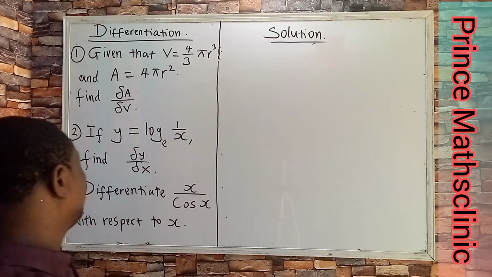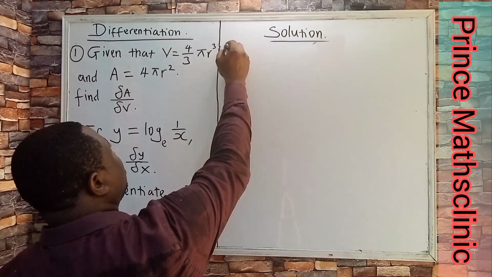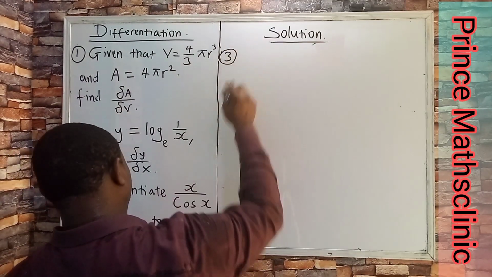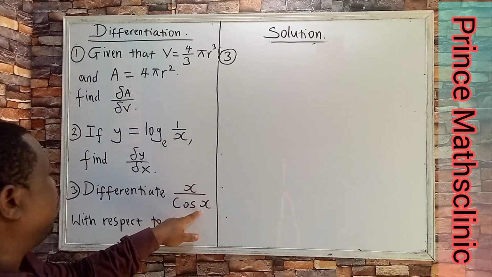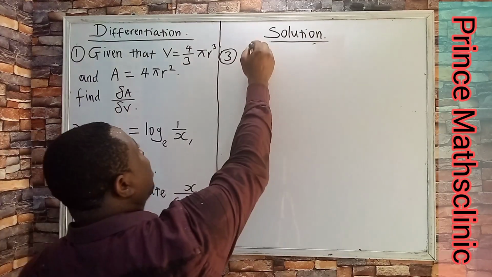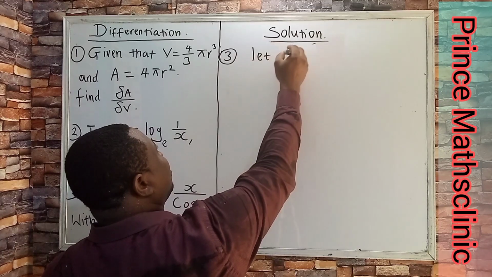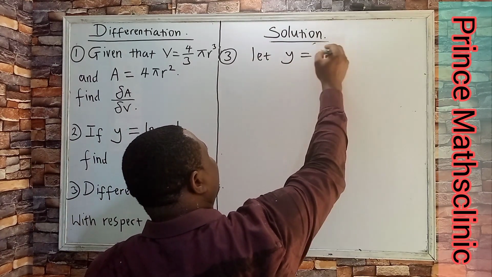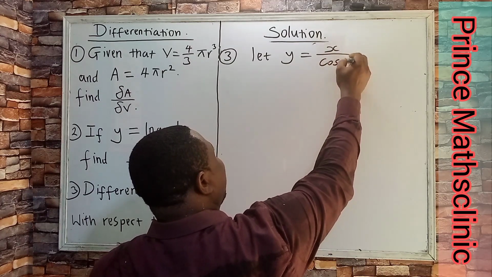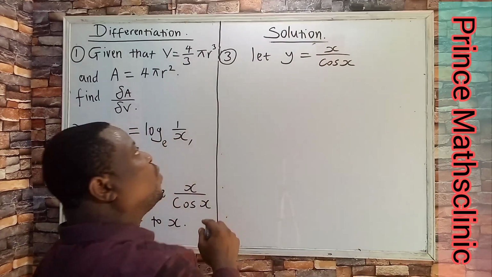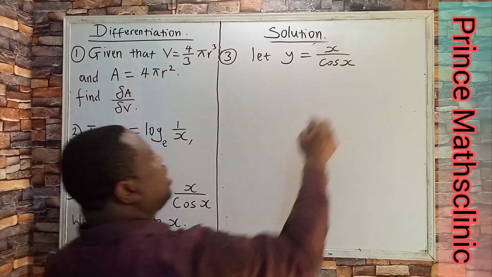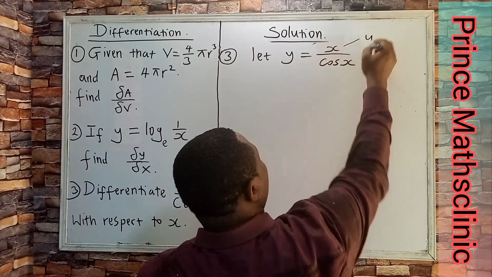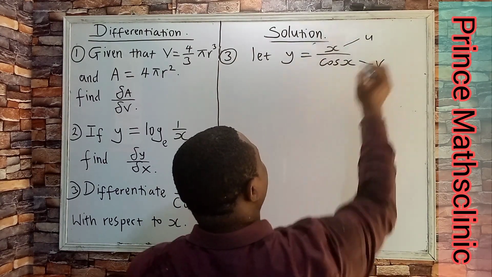Look into the third question. The third question says differentiate x over cos x with respect to x. The first thing I will say is that let y be equal to x over cosine x. So this is a quotient case. I can make this x to be u and this to be v.